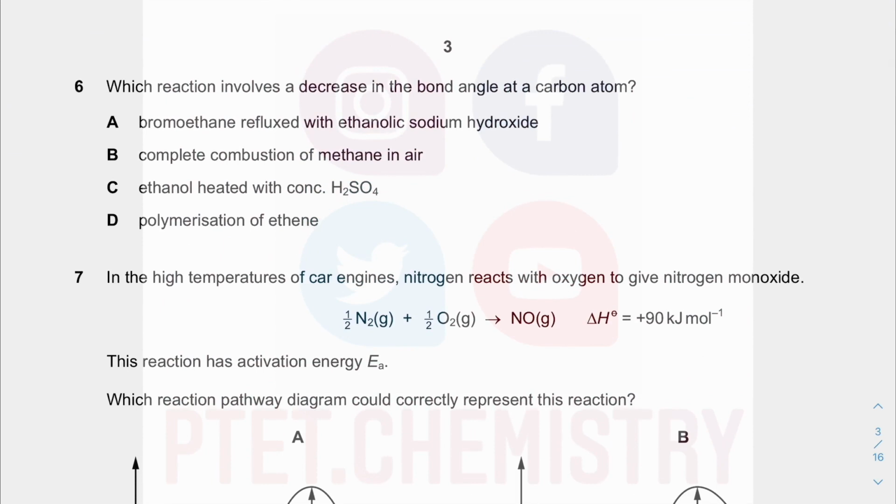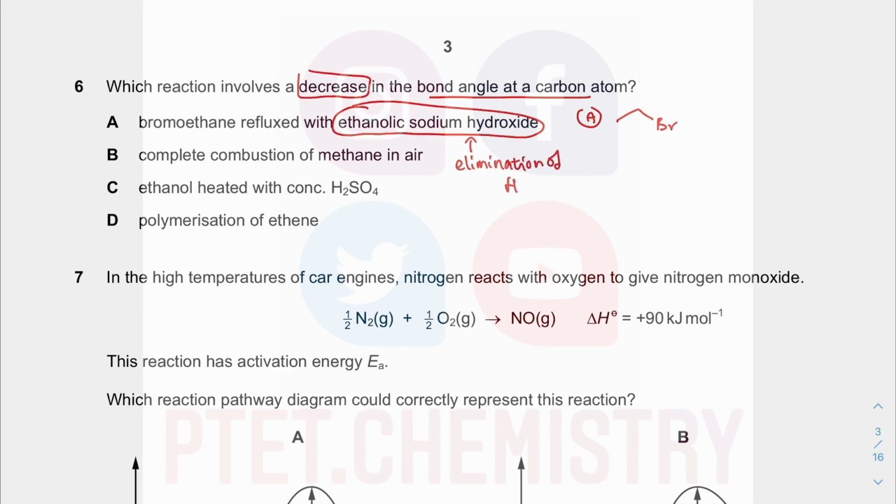Number 6, which reaction involves a decrease in the bond angle at the carbon? If we have number A, you have bromoethane, you reflux it with ethanolic sodium hydroxide. So what we'll get is elimination. We don't get hydrolysis, we get elimination of HBr. So there is your HBr. You will go there and there. You will eliminate HBr, and then you will get a double bond like this.